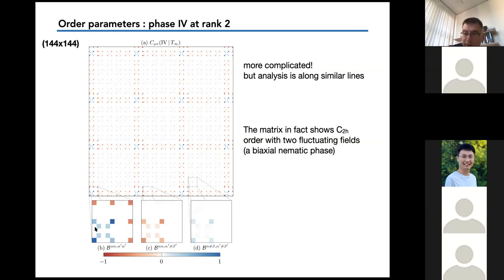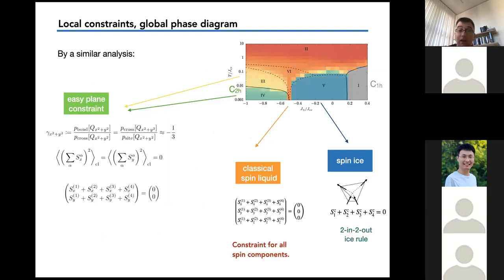And by carefully analyzing this, what you have to do now is decompose this block into the irreps of L equal two spherical harmonics, fit it with the five irreps that you know, extract the coefficients, and from this we extract the fact that this is C2h. Yeah? So it's a biaxial nematic phase with two fluctuating fields. Okay, I don't want to go into the details how this is done, but that's the rough sketch. Yeah, so these were the two ordered phases.